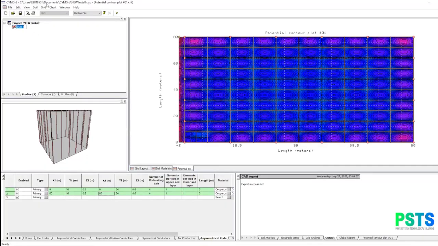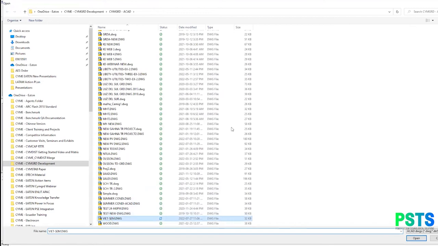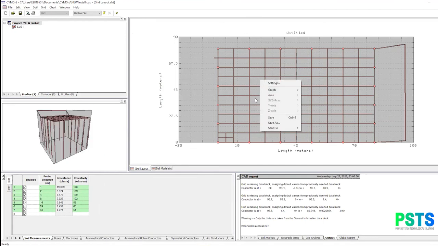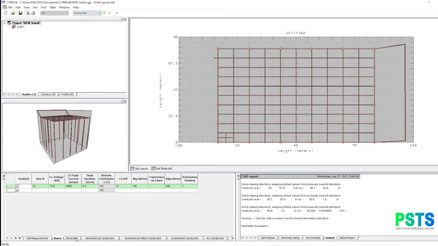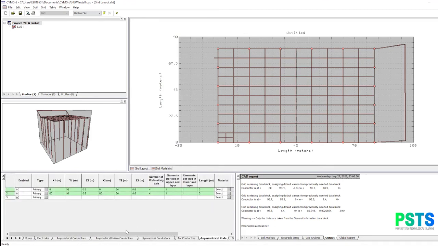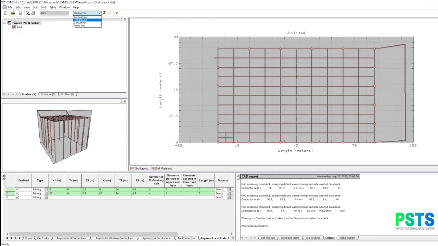You go back to CYMGRD and say, okay, grid, electrodes, import from wherever I was. I guess this is the one. Okay. So this is all the stuff I have added, the new one. All the conductors I've added using CYMGRD. And now you can do the analysis. Everything is there for you: the buses, the electrode, the symmetrical, asymmetrical rods. So I can do grid study. Good.